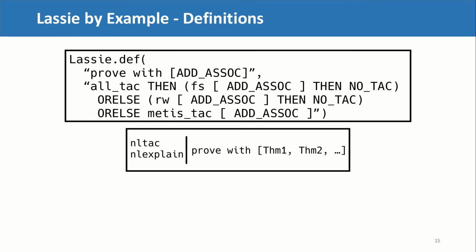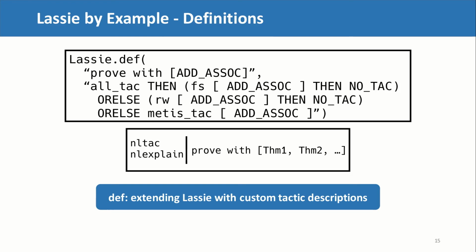This also shows how Lassie can be used by expert users, as it allows us to define tactics that combine commonly used decision procedures into larger ones. After running this through the semantic parser, NL-tac and NL-explain can use this proof with tactic with an arbitrarily long list of theorems, even though we only gave one as an example to the semantic parser. This makes def our tool for extending Lassie with a custom tactic description.